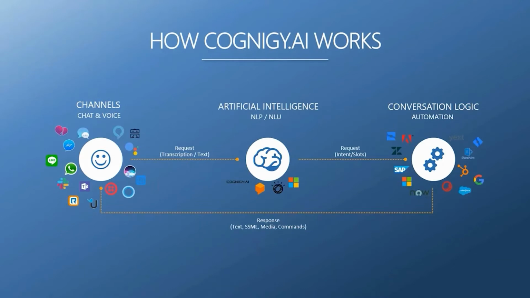And what we pass back, the response, can be text, or it can be specially formatted text for voice called SSML, or it can be media such as images, videos, structured data, or it can be commands if the channel you're talking through, for example, is a car, right? We could say, hey, show me the way to the nearest Italian restaurant, and then a command is passed back to the car to adjust the nav system.